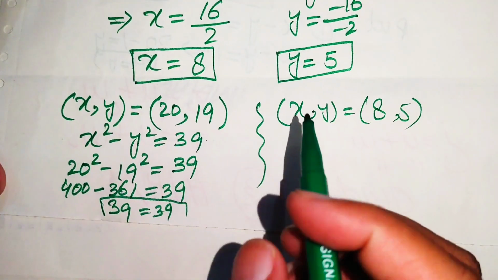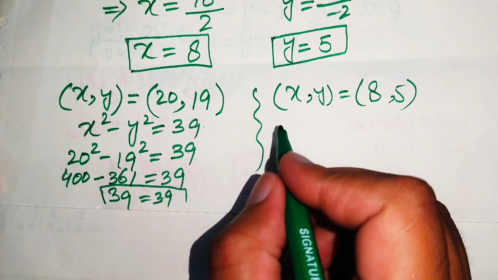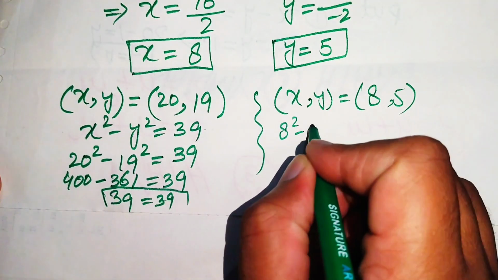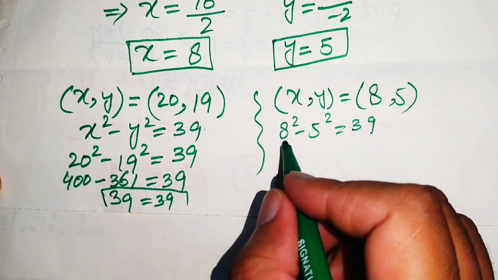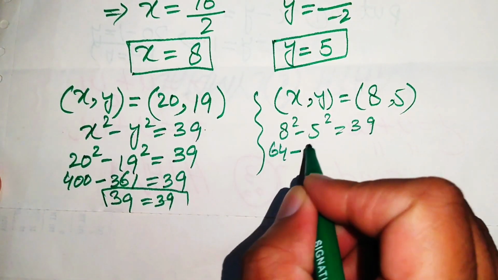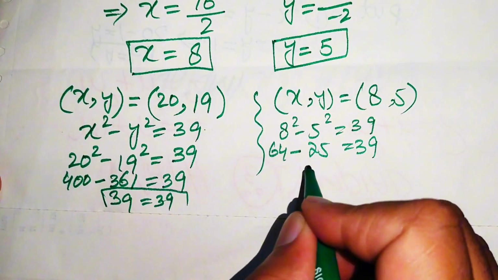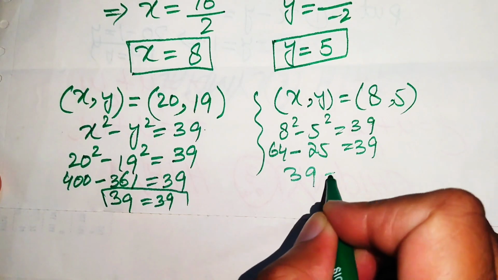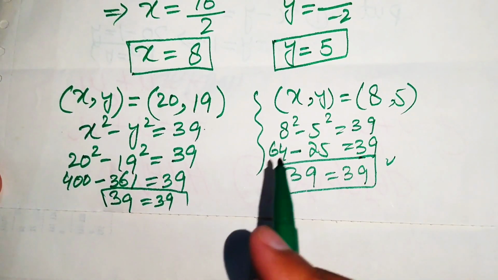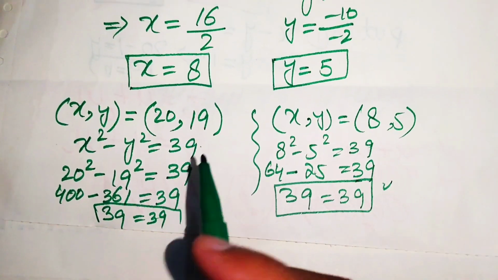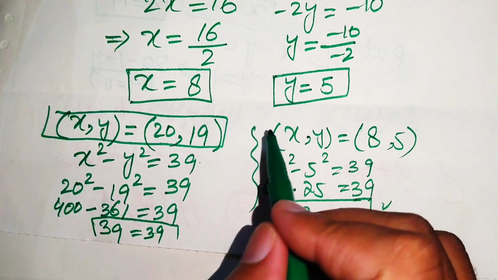And now we check the second solution. x, y is 8 and 5, and we substitute these two values in this equation and we get 8 square minus 5 square equals 39. Here we know that 8 square is 64 and 5 square is 25, and 64 minus 25 equals 39, equals 39. So this shows that the values of x and y satisfy the given equation. So both of these values of x and y satisfy the given equation, and this is the final answer of this question.